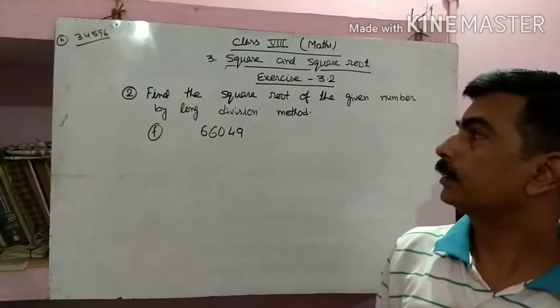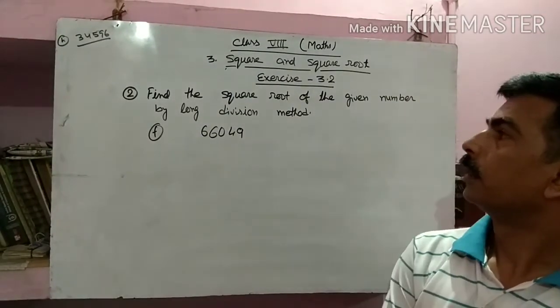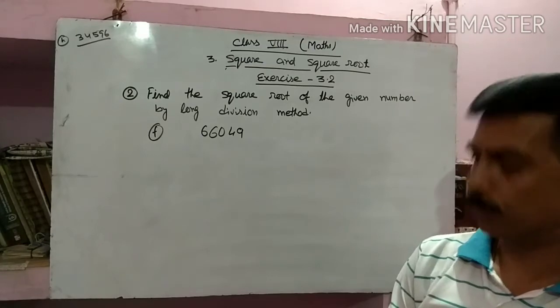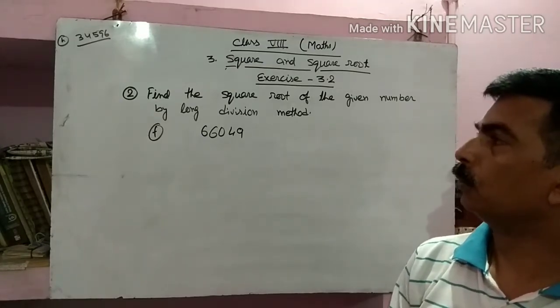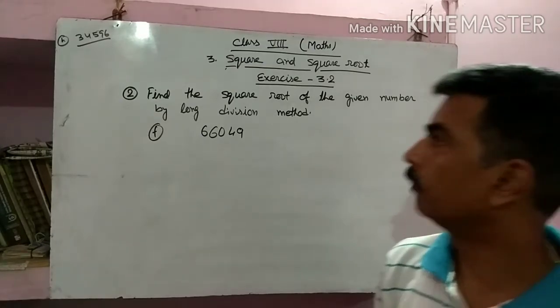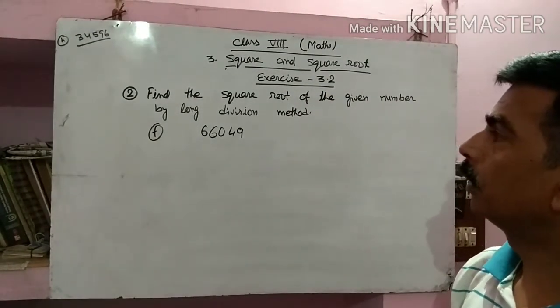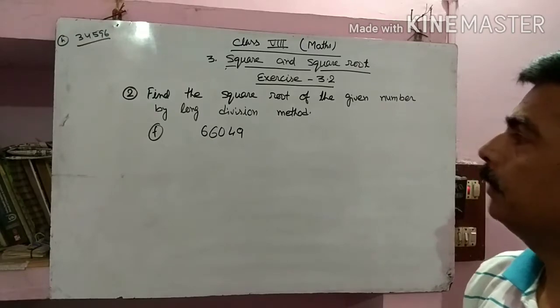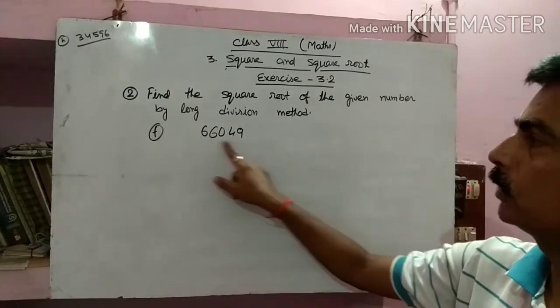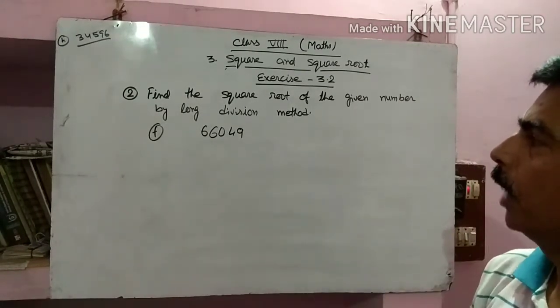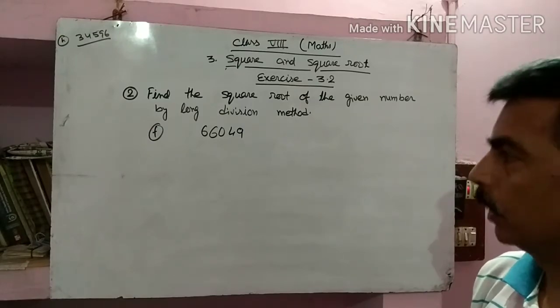Okay, hello students. Today we are going to discuss the remaining questions of exercise 3.2. Question number 2 is given here. Find the square root of the given number by the long division method. It means this number is a perfect square, so we have to find the square root of the number.